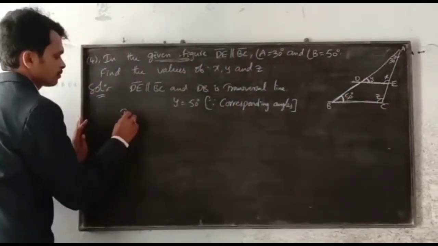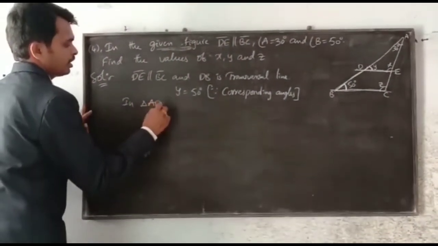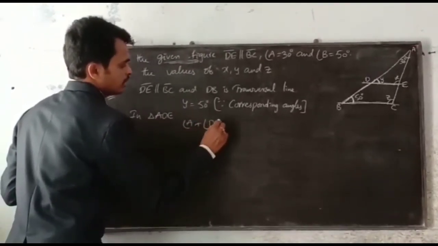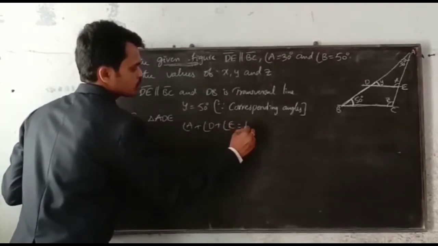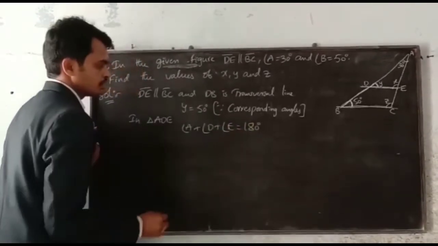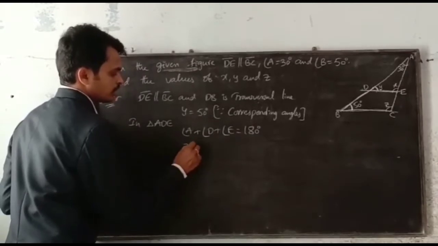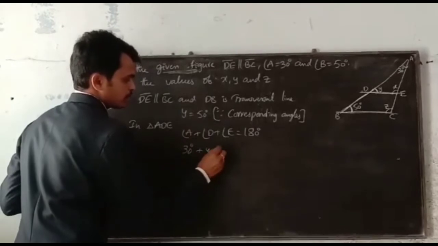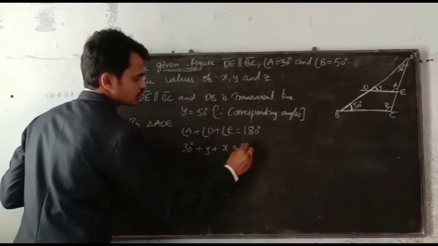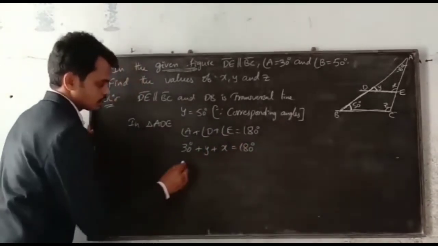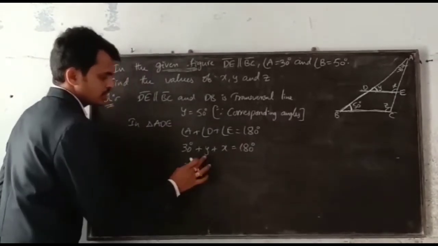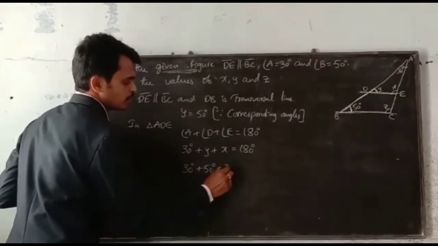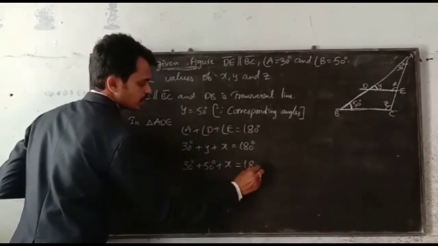So in triangle ADE, angle A plus angle D plus angle E is equal to 180 degrees. Angle A is already given as 30 degrees, plus angle D is Y, plus angle E is X, equals 180 degrees. So 30 degrees plus, in the place of Y, how much can we write? 50 degrees we can write, plus X equals 180 degrees.